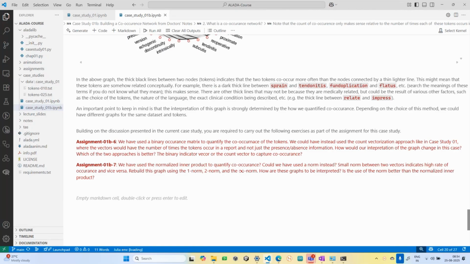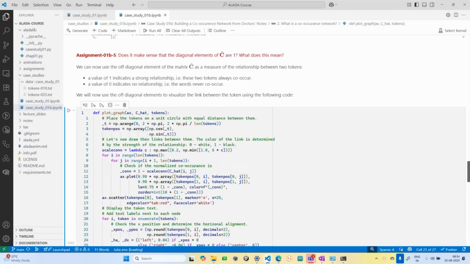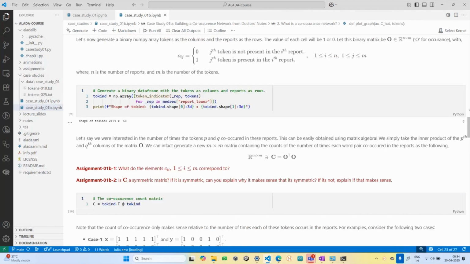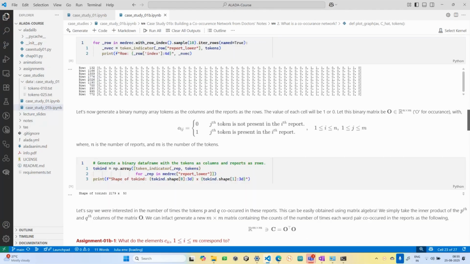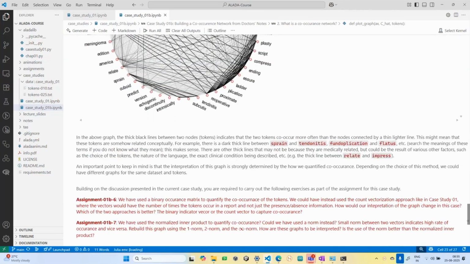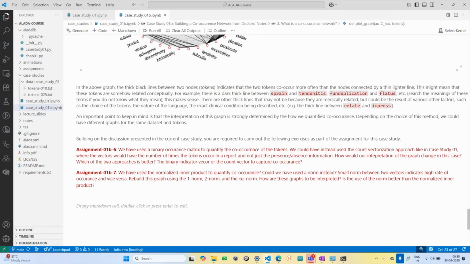So a better approach could be, don't use binary presence or absence, use count vectorization. So instead of computing the O vector, let's count the number of times each term appears, right? And then you can do the same process. You should still normalize, but you can then do the whole process again and see what kind of a graph you get. So that's one approach.